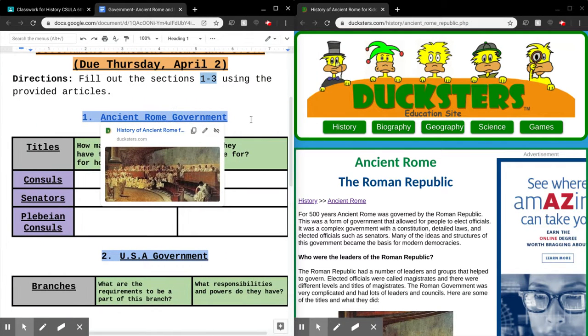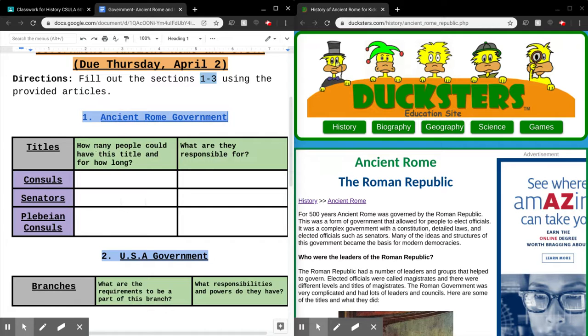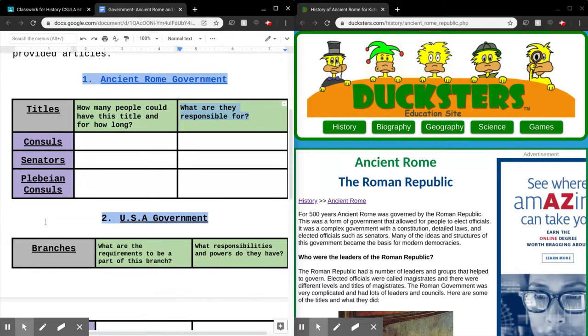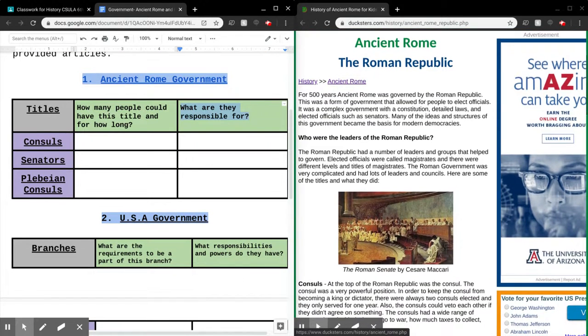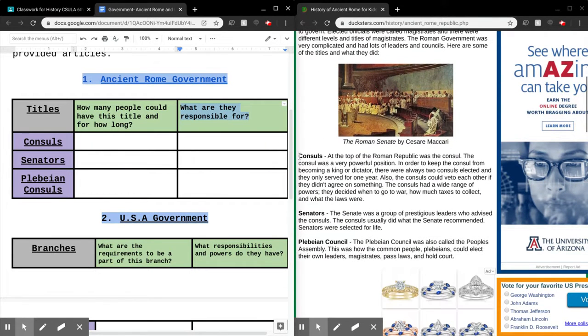So let's look at section number 1. It's asking us how many people could have this title, for how long, and what they are responsible for. We have the consuls, senators, and the plebeian consuls. And right here I have my article. If I look at the little subtitles, I can already see that the consuls are right here.